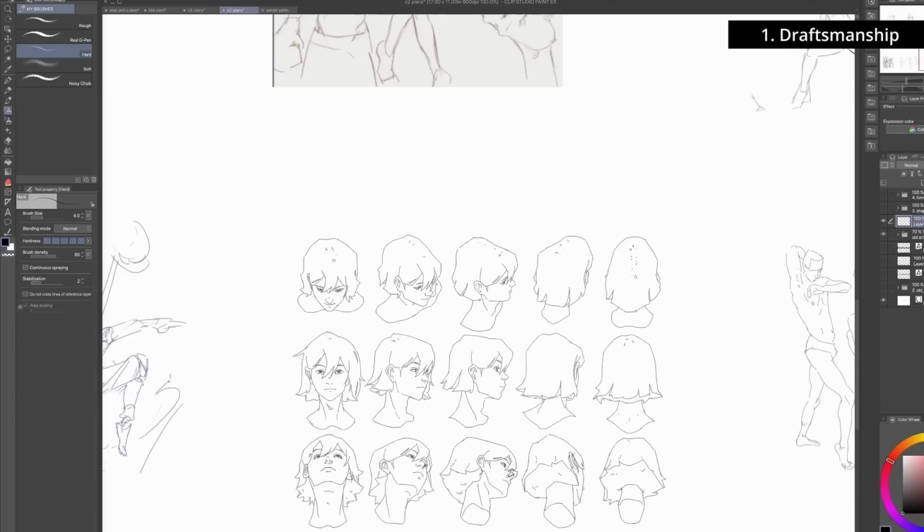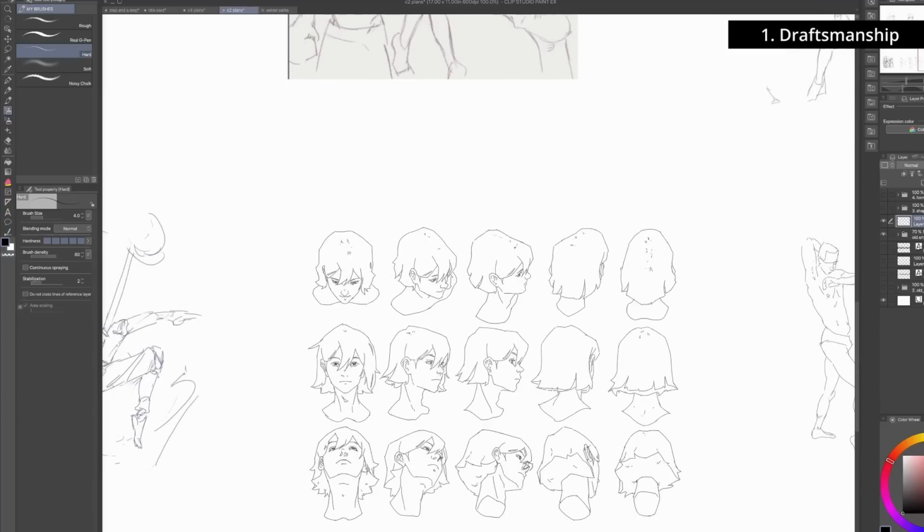Okay, so that was the main point I wanted to go through in this video: every line you put down should define a shape or a form. And if it doesn't, then that line is kind of useless. And good draftsmen don't draw useless lines.